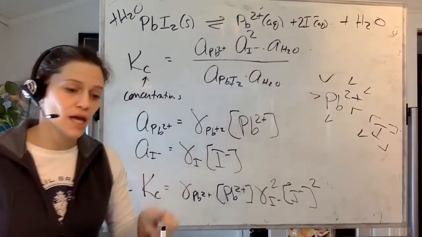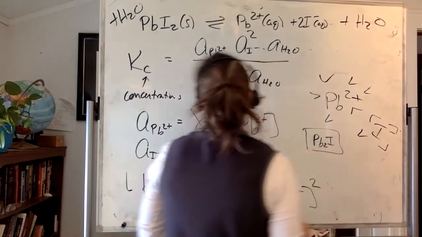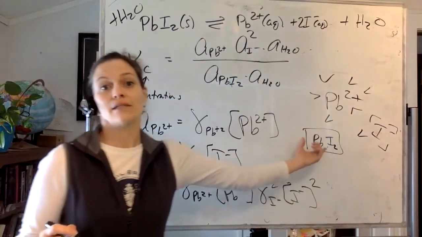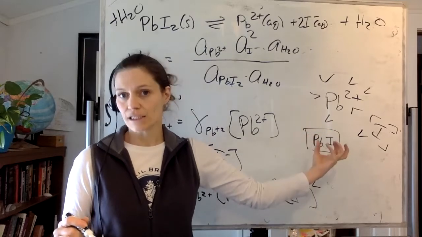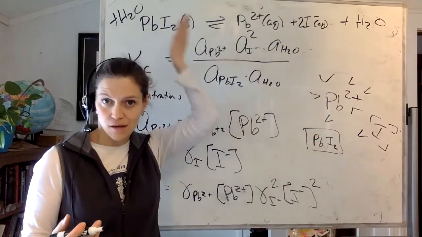If that's not the case, if you still have some lead iodide that's still in its solid form, it's not dissociated. It's not contributing to the equilibrium. It's staying in this solid form here.